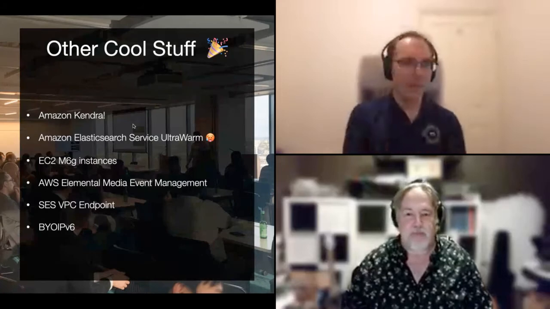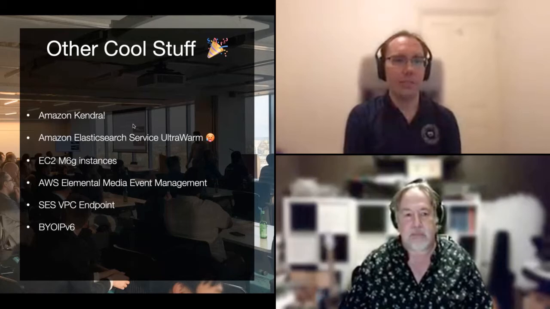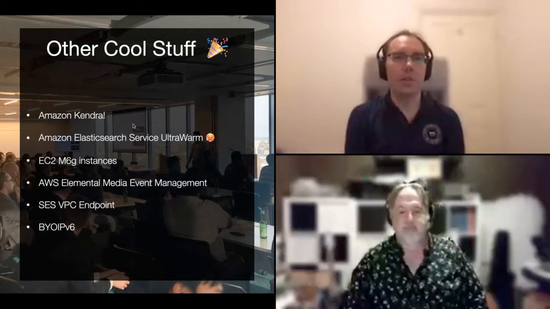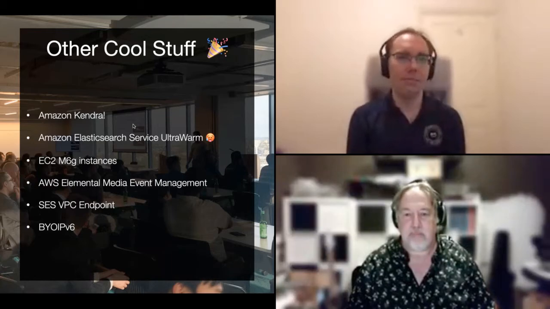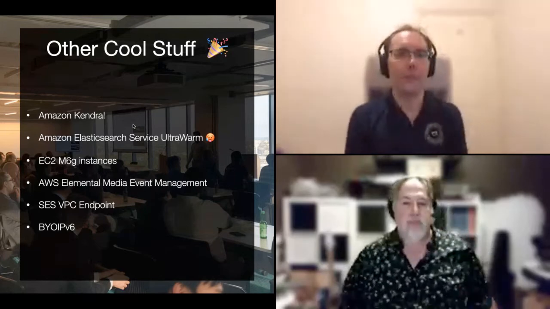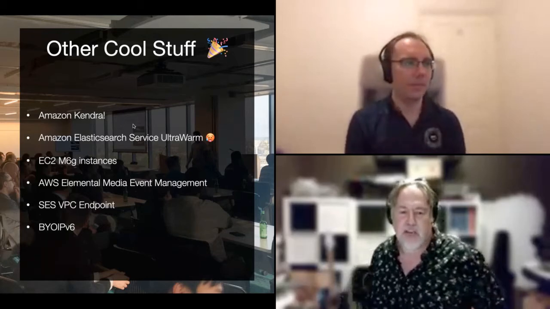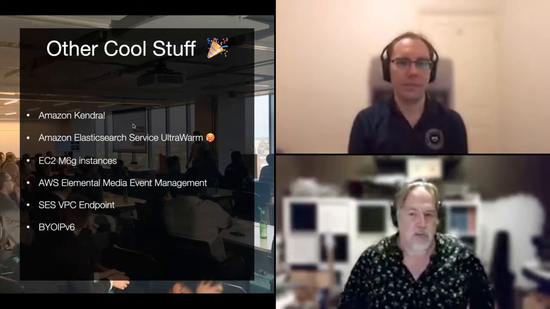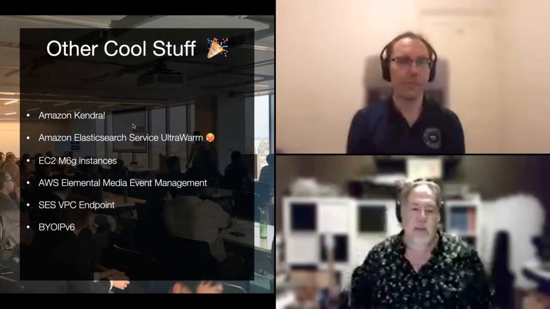Before we hand over to Jesus, some other cool stuff that came out. Amazon Kendra, which is the new, potentially not cheap AI-driven super search engine that hooks into your systems. Yeah, it's gone GA, and they've also announced a bunch of different connectors for it, so you can connect it to Salesforce and ServiceNow, and I guess there'll be SharePoint, if you have to.